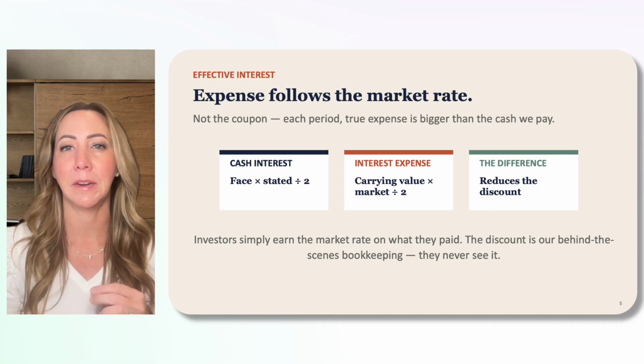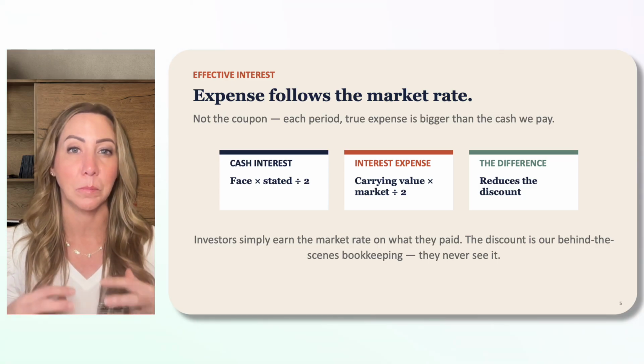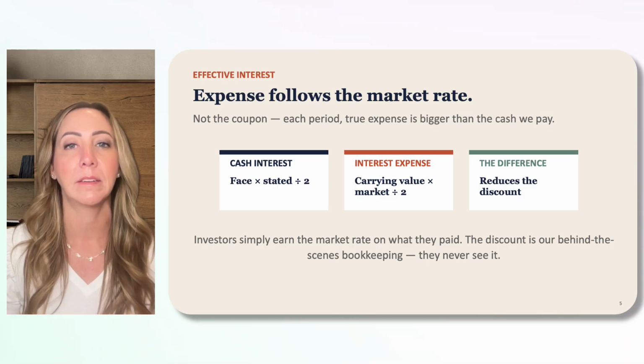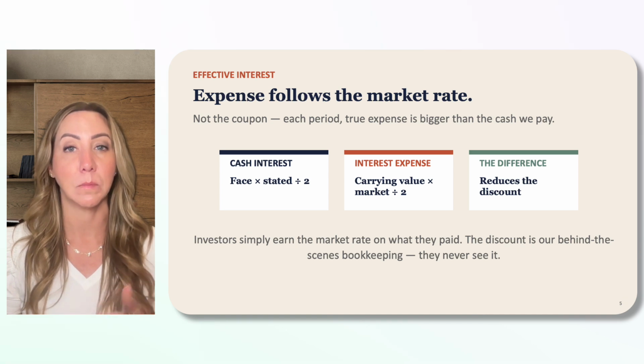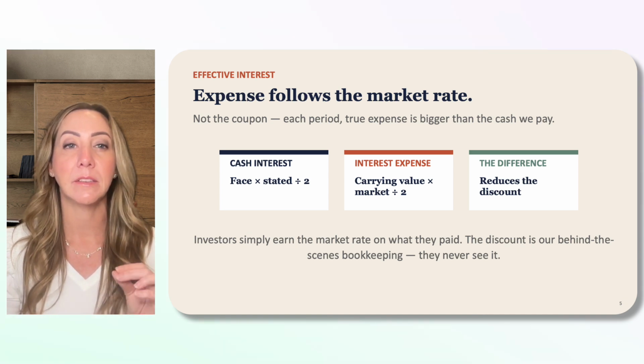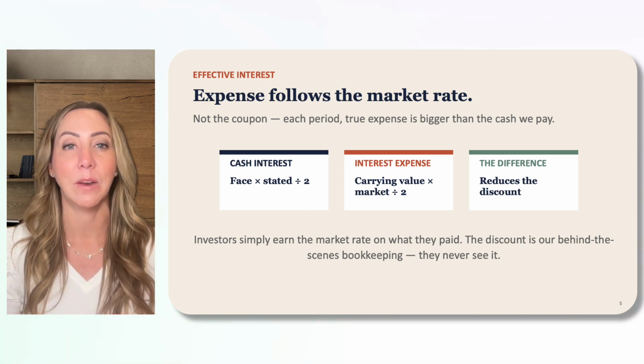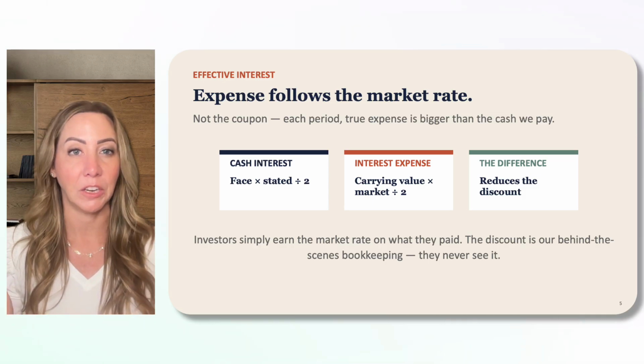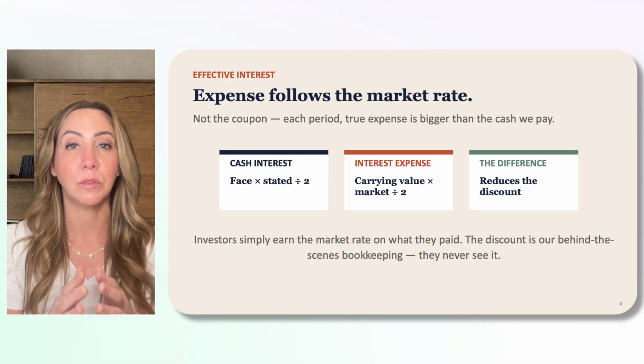All of this discount and amortization machinery is our behind-the-scenes bookkeeping to make sure our books reflect that the true cost of this borrowing is the market rate. The effective interest method is just us being honest about what this debt really costs us and properly matching the expense to the period that we're using the money.